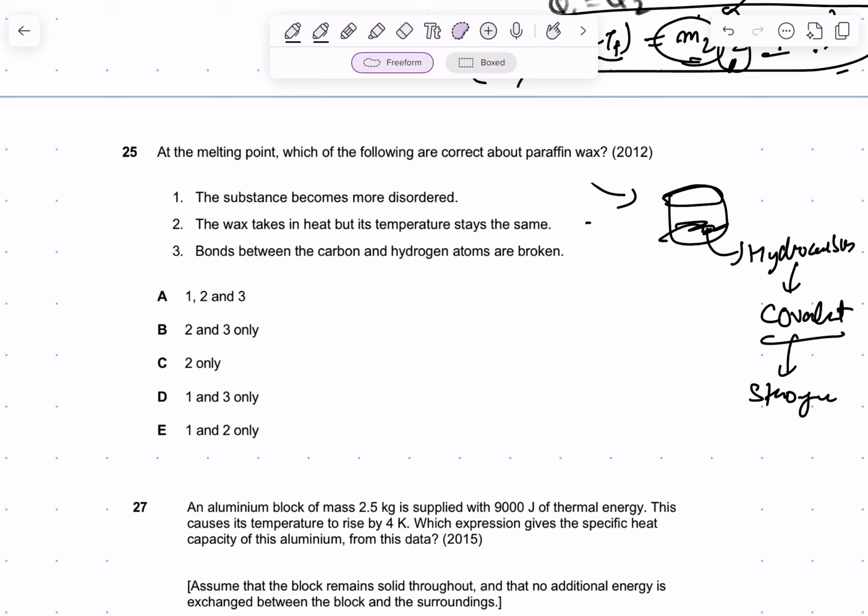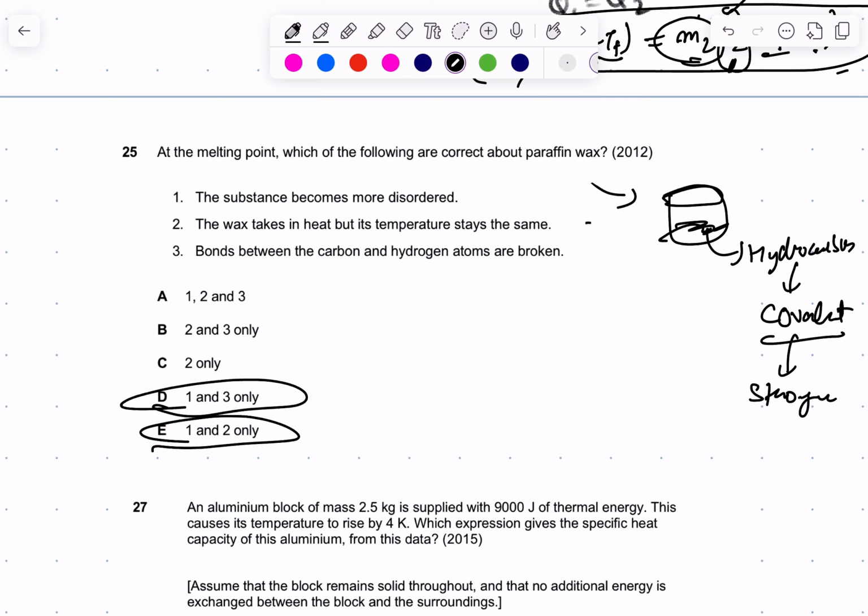Sir, 1 and 3. 1 and 3, okay. Sir, 1 and 2. Sir, 1 and 2. Option E. Okay, someone is saying option E and someone is saying another option. And they both are. I would say all of them. Oh, someone is saying all of them. Okay.